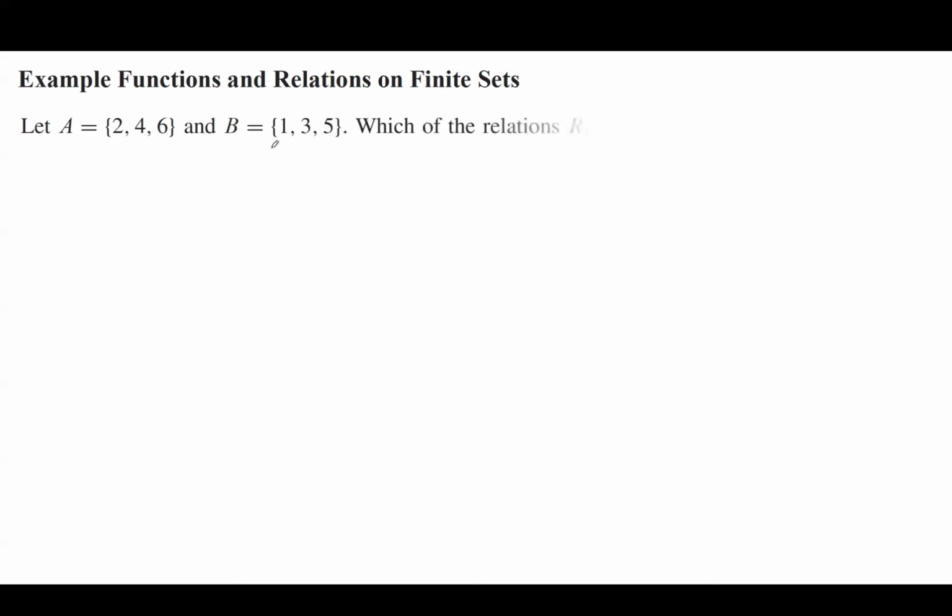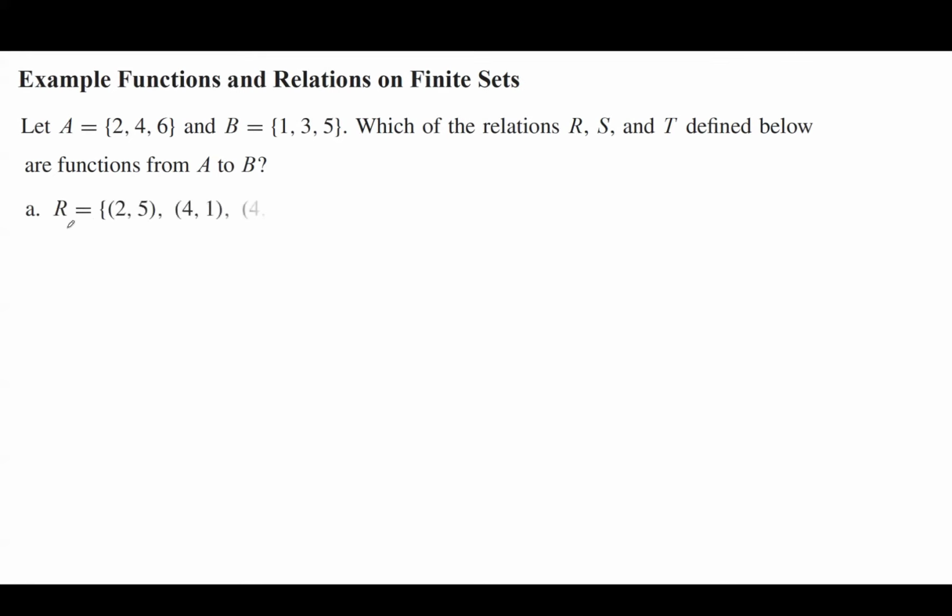Examples of functions and relations. Let A be the set including 2, 4, and 6, and B be the set including 1, 3, and 5. We're going to define three relations and check to see which one actually represents a function. The very first relation has the first point 2 and 5, the second point 4 and 1, the third point 4 and 3, and the last point is 6 and 5.